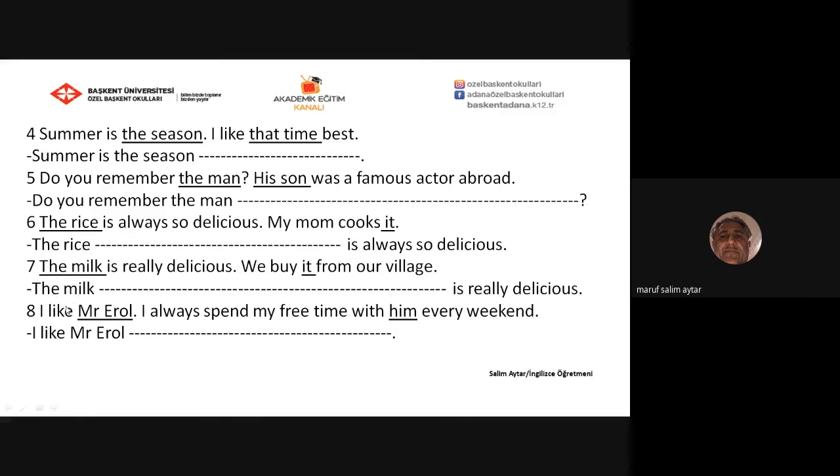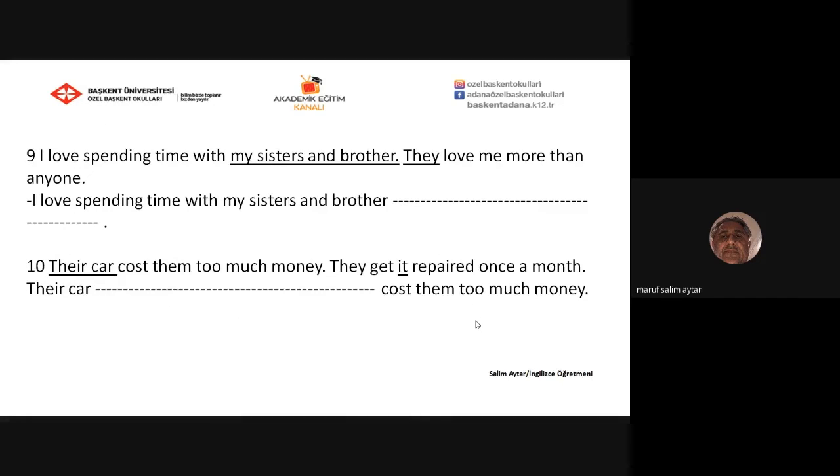So, number 8 says, I like Mr. Errol. It is a noun. I always spend my free time with him every weekend. Let's see the answers now. Oh, the 9th. I love spending time with my sisters and brother. Okay? They love me more than anyone. My sisters and brother. So all we have to do is to give extra information about them, right?